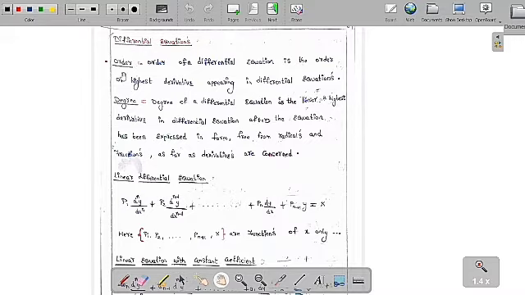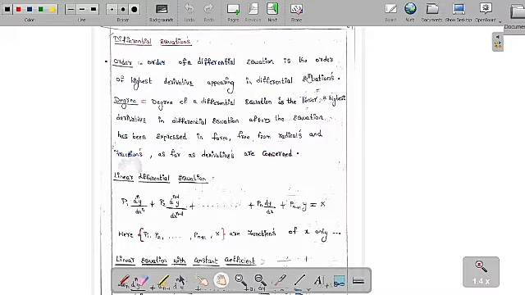The first one is called the order. The order of a differential equation is the order of the highest derivative appearing in the differential equation. Suppose there is a differential equation and you want to know its order: whichever derivative has the highest order, we call that the order of the differential equation.